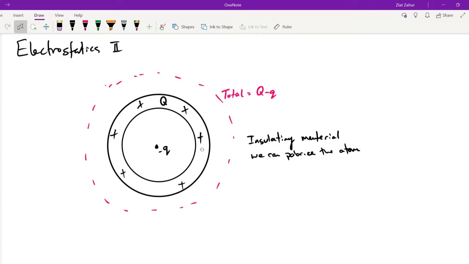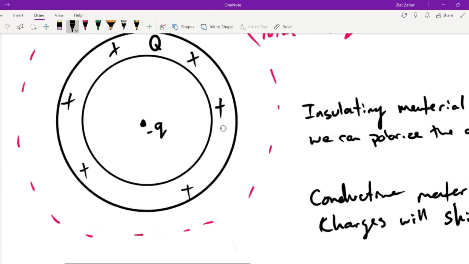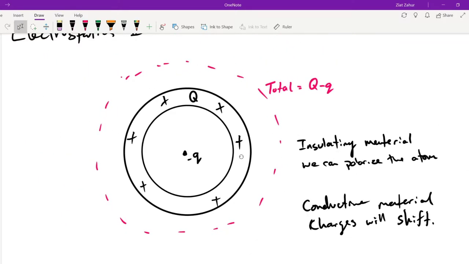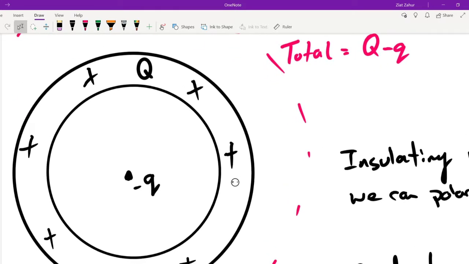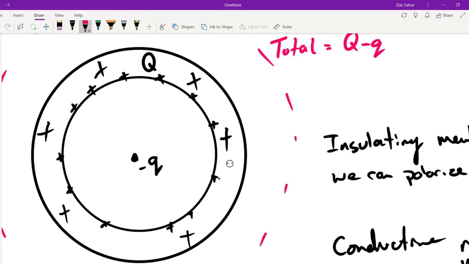But if I had a conductive material, or metal, charges will shift and they will actually move around. So instead of this singular atom changing the internal structure of itself, we're going to pull charges inwards such that the positive charges start lining up closer to the inner wall. And thus this makes the outer wall negatively charged.